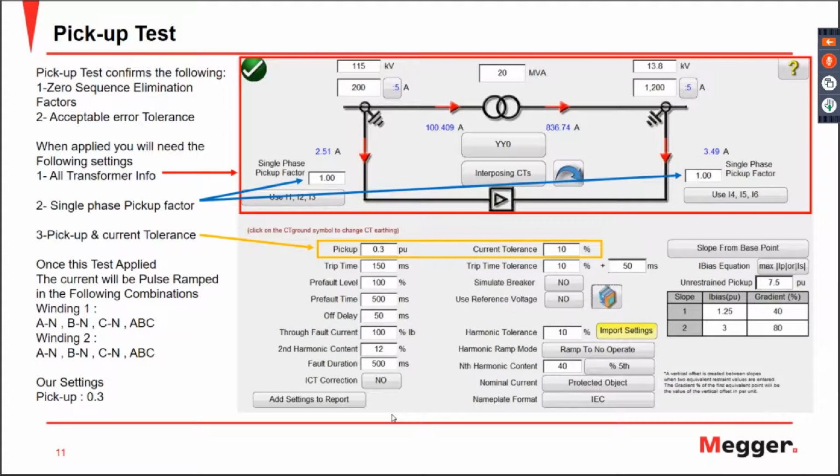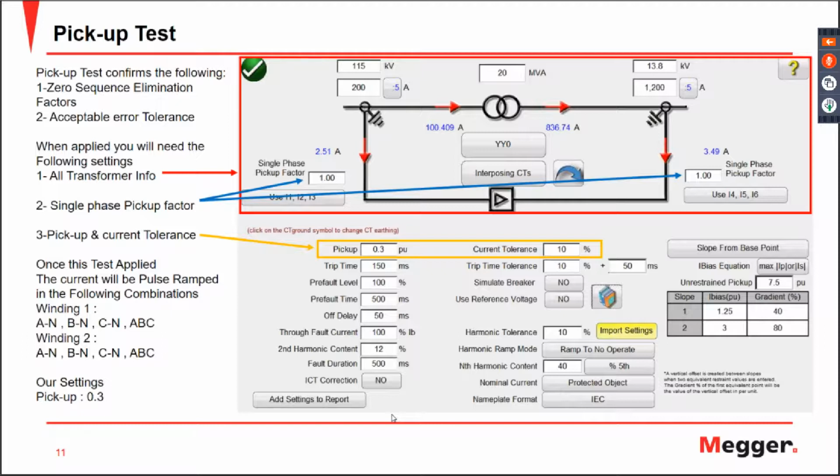So the pickup test basically tests for me the start of pickup. Is it according to the acceptable tolerance or not? And it also will test for me the single phase pickup factors. Now, these single phase pickup factors, I avoid talking about them because they might introduce some complexity that I want to avoid.